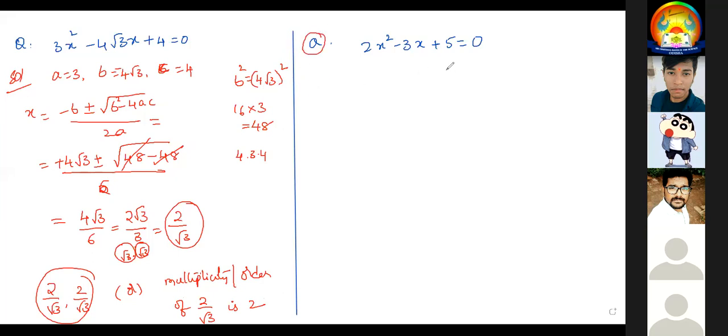2x square minus 3x plus 5. A is equal to 2, B is equal to minus 3, C is equal to 5.